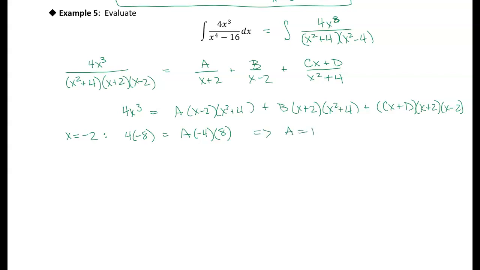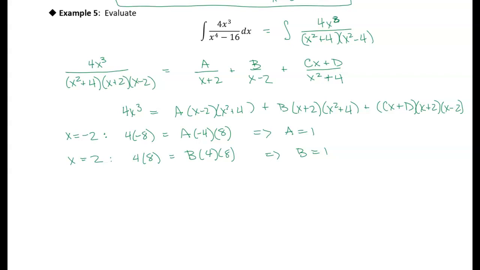All right. Now, the next one I probably want to choose is x equals 2, because that'll make anything with x minus 2 go away. And so I will end up with 4 times positive 8 this time equals, the a term will go away, and the c and d terms will go away. So I'll be left with b times 2 plus 2 is 4, and 2 squared plus 4 is 8. All right. So that one comes out nicely too. B is just equal to 1.